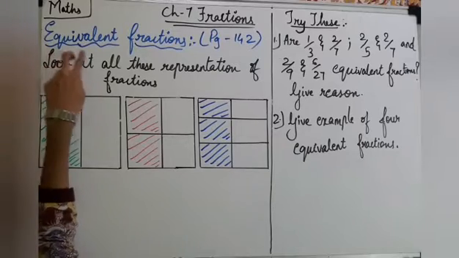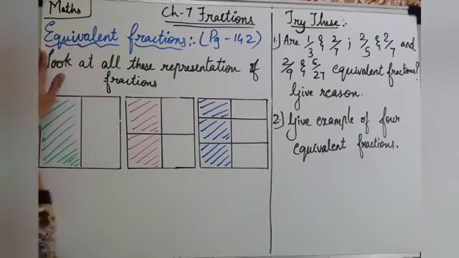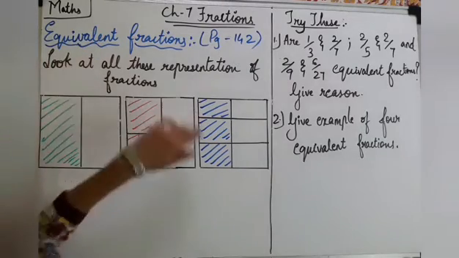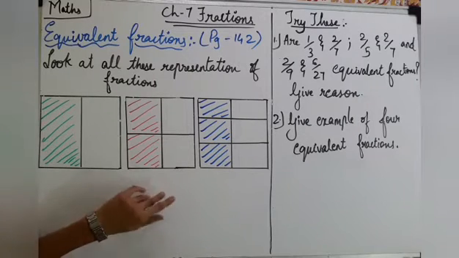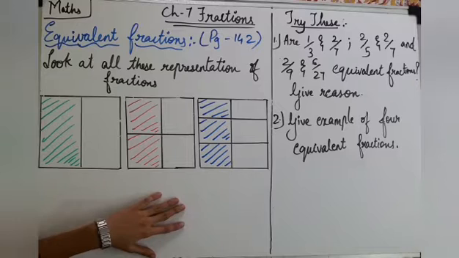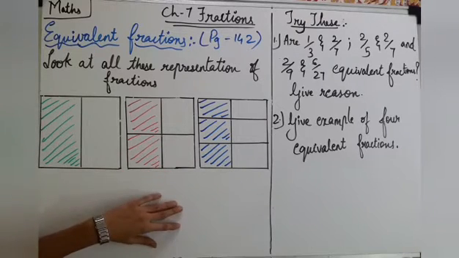Equivalent, the word itself is saying equal. So you'll ask me, why can't we say equal fraction? Why are we writing equivalent fraction? Because we have to simplify it first, and after simplifying it becomes equal.